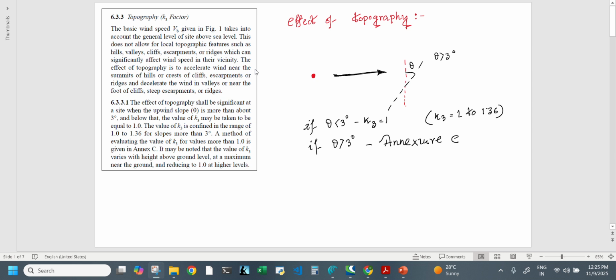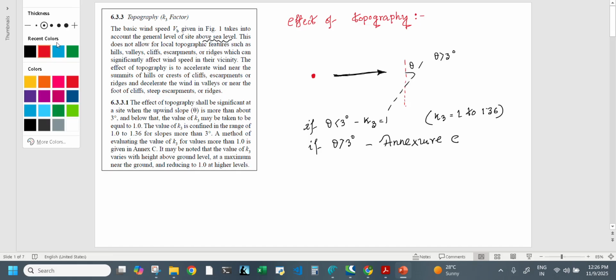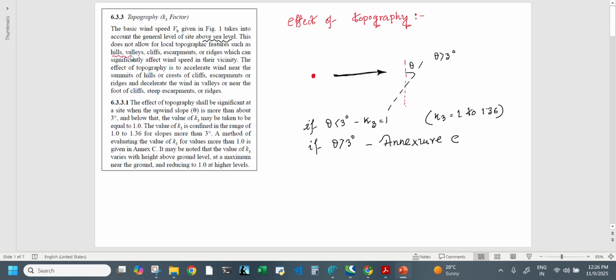Now come to the factor K3, the topographical factor. The factor takes into account the general site above sea level, and this does not follow the local topographical features such as hill, valley, escarpment, etc., which can significantly affect the wind speed in the vicinity. The effect of topography is to accelerate wind near the summit of hills or crest or cliff. Escarpment ridges decelerate the wind in valleys and near the foot of cliffs or steep escarpment.